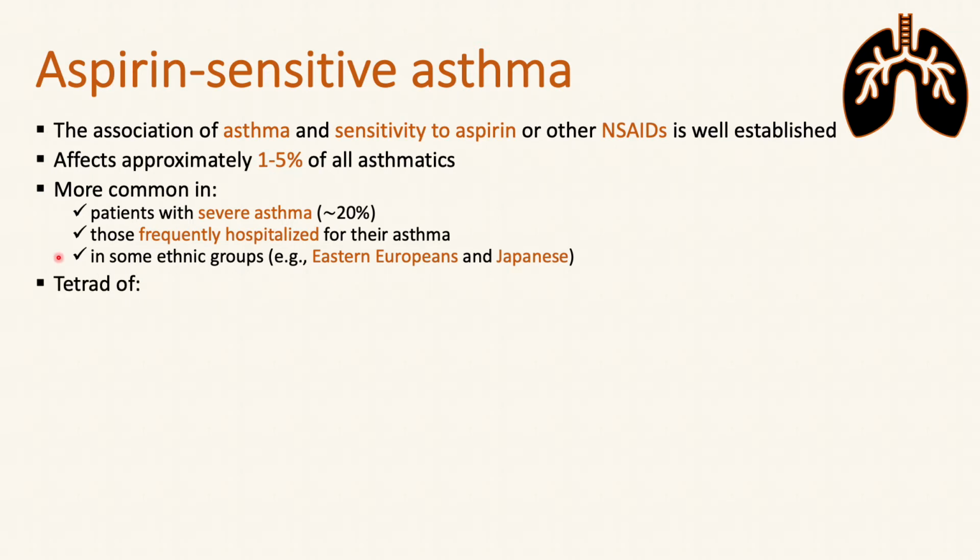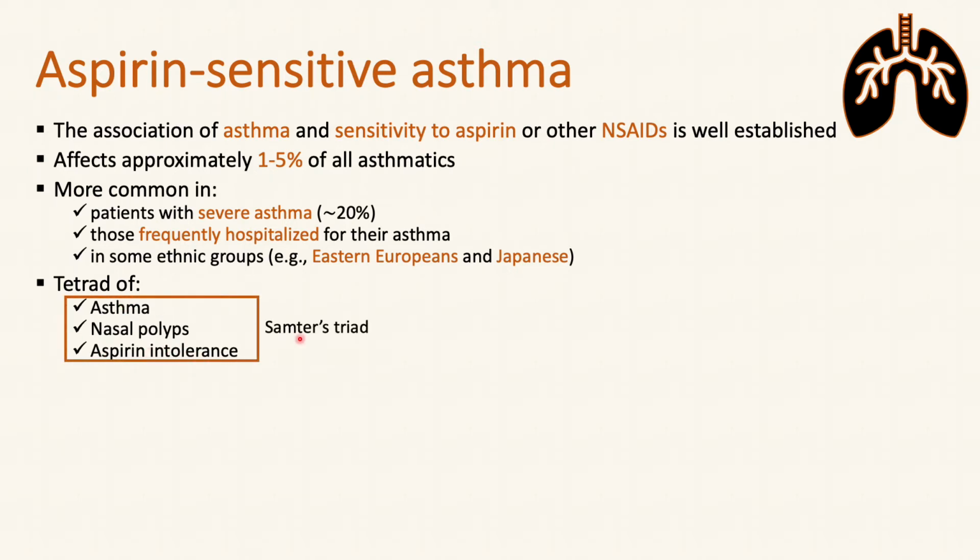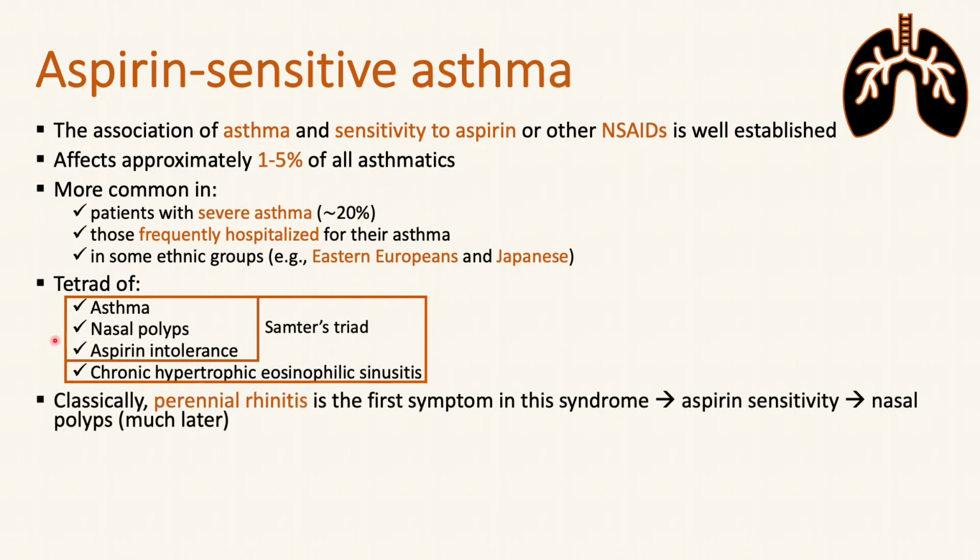So what it is exactly, it's classically described as the tetrad of asthma and nasal polyps and then aspirin intolerance. And these three are known as Samter's triad. And then the fourth component is chronic hypertrophic eosinophilic sinusitis. So these are the four components of aspirin-sensitive asthma.